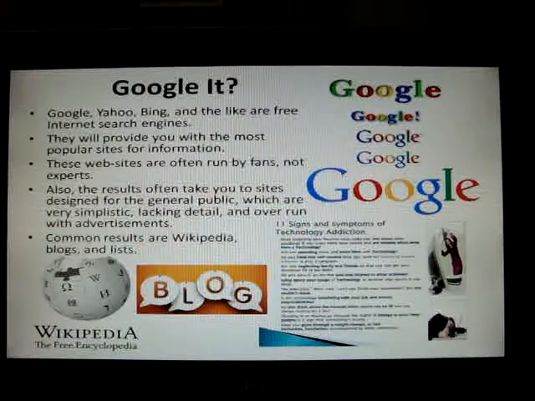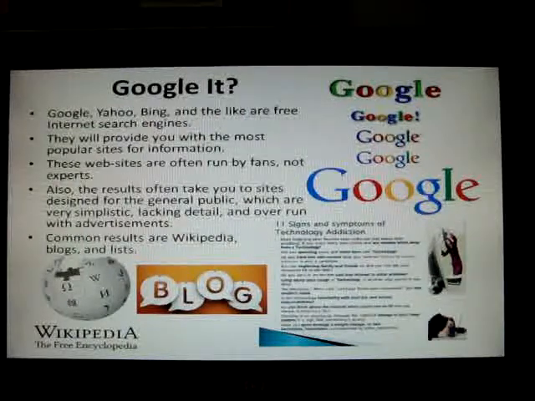When you Google something, or you use Yahoo or Bing or any of the big search engines, understand they are free. Anything that's free, you're getting what you paid for, which means it's not really doing the work for you. It's not doing the specific level of work you need.